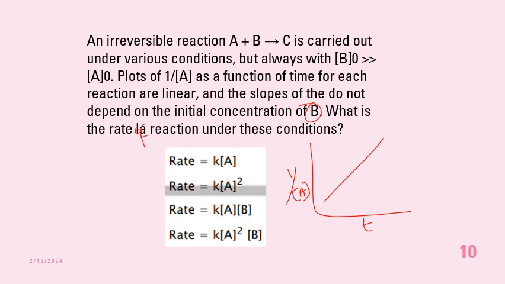Right, and now we can say that this is 0, 1, 2, CLR. That is a reciprocal, that's a second order with respect to A, and B is not involved, so I can just pick that one. Rate equals K times concentration of A squared. All right.